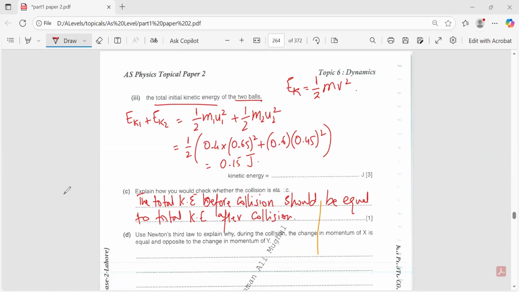So total kinetic energy before collision will be equal to total kinetic energy after collision.